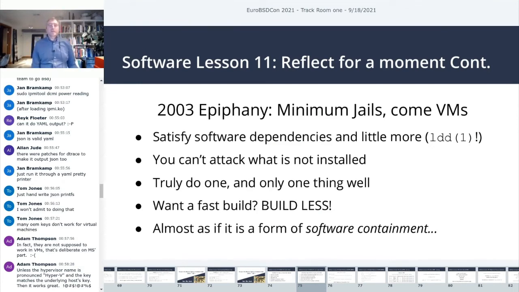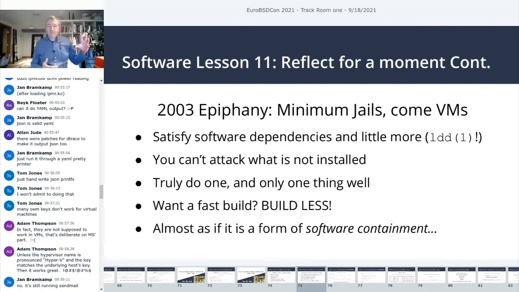Going back to 2003, I discovered jails and it's like, oh, sweet, great. So you're saying I could have a binary for sendmail, a few dependencies, throw it in a jail, and bang, I have a mail server that does one thing well. Cool, I'll take it. And there are tricks to subtract stuff until it breaks, or use ldd to find dependencies and build it till it works. There are a lot of ways to do this.